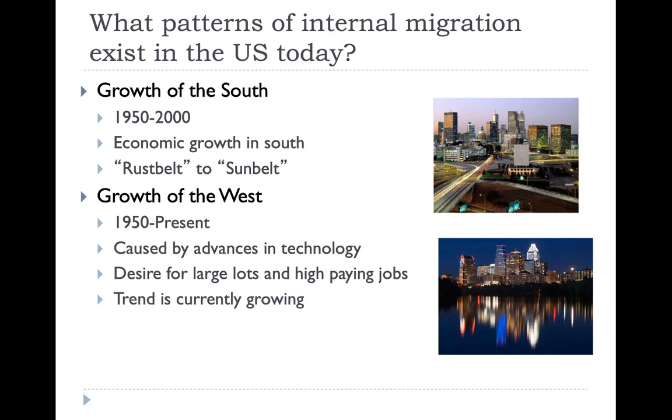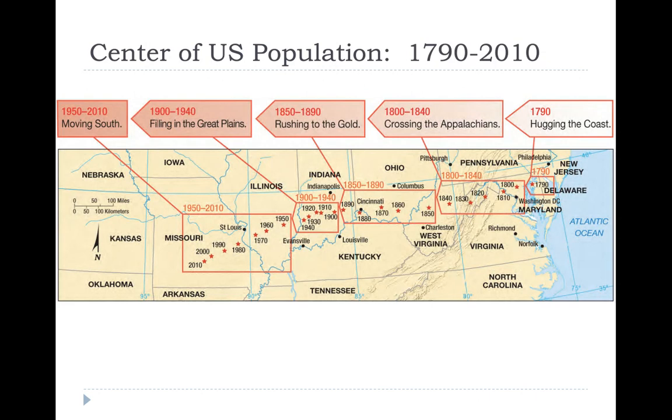Also, tech jobs, specifically in Silicon Valley, offer high-paying rates compared to jobs on the East Coast. So people are incentivized by their income to move west. And this trend is currently growing, where we see more and more people from the East Coast and the central part of the United States moving westward.